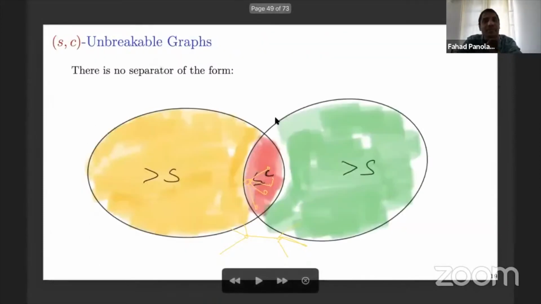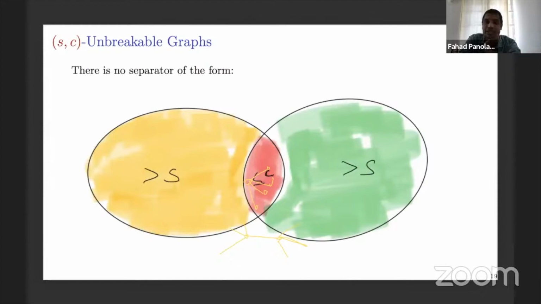For that I need to define something called SC unbreakable graphs. What is an SC unbreakable graph? A graph for which this kind of separator is not present. What is this kind of separator? A separator of size at most C, such that on the left side you have more than S vertices, and on the right side you have more than S vertices. If this kind of separator is not there in your graph, then that graph is called an SC unbreakable graph.